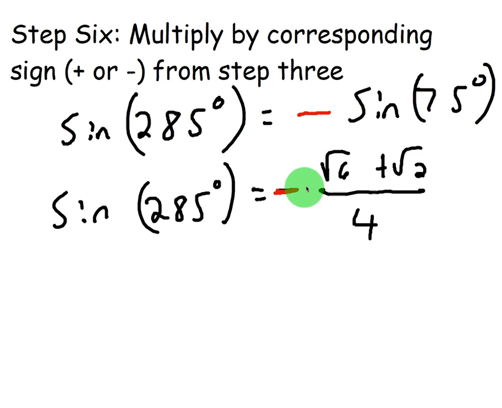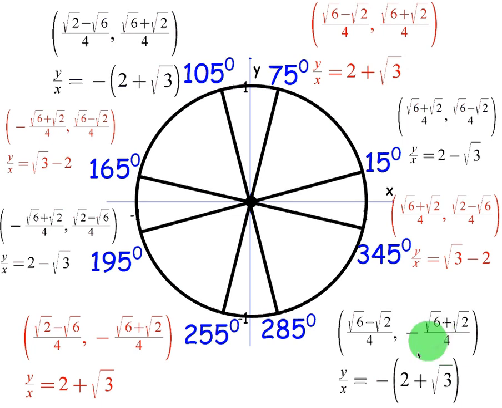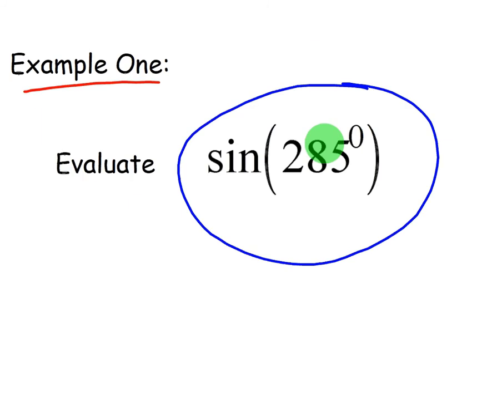So, final answer, sine of 285 is equal to negative square root of 6 plus square root of 2 over 4. However, there is a simplify step because sometimes after you do step 6, there will be some simplification. But for our sake, the final answer, sine of 285 is equal to negative square root of 6 plus square root of 2 over 4, which is exactly where this number comes in at 285 on the enhanced unit circle. That's it for this example of evaluating sine of 285. If you have any other questions about it, let me know.